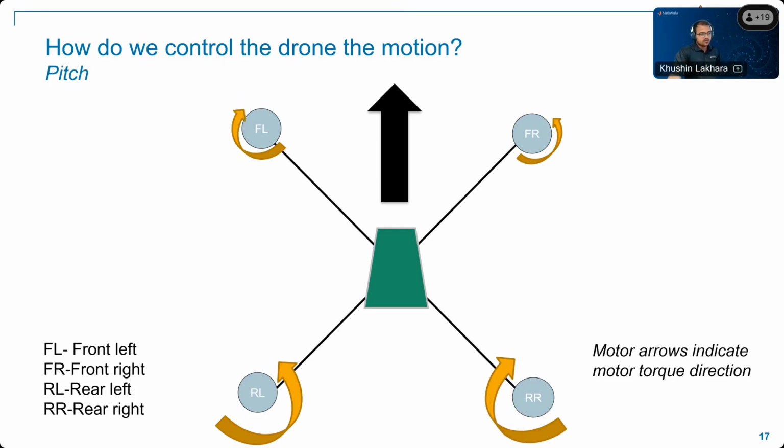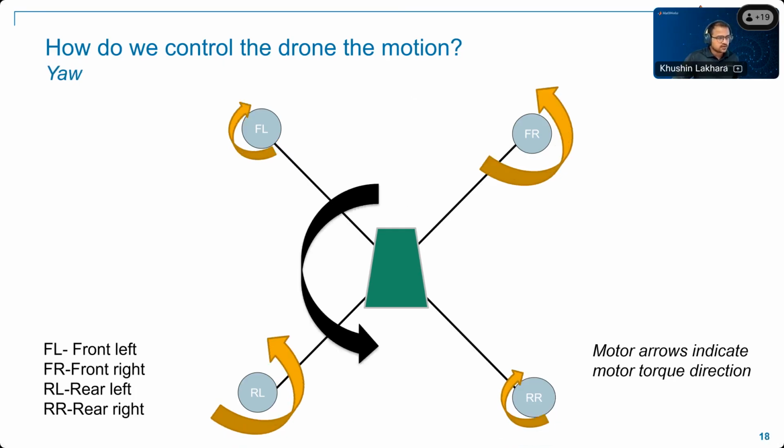Similarly, in order to perform pitch down, we will increase the thrust on the front rotors and decrease the thrust on the rear rotors. For performing the yaw, on one diagonal pair of rotors we maintain the same thrust, and on the other diagonal we decrease it. So this combination we have to maintain for performing drone motion.